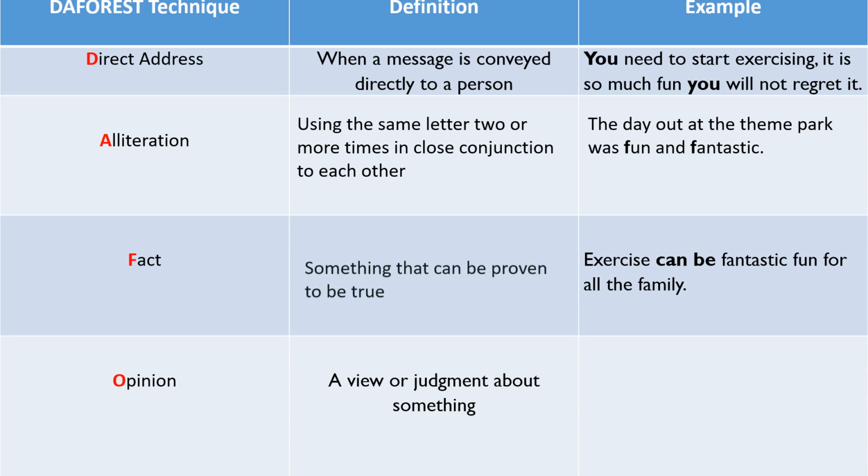Next we have a fact. So this should be nice and straightforward. This is something that could be proven to be true. And the example is, exercise can be fantastic fun for all the family. And the reason why we know it's a fact is because it's saying it can be. So we're not saying definitively that it is fun, because that is down to opinion. So it is a fact that some people would enjoy it or could find it to be fun for themselves and their family.